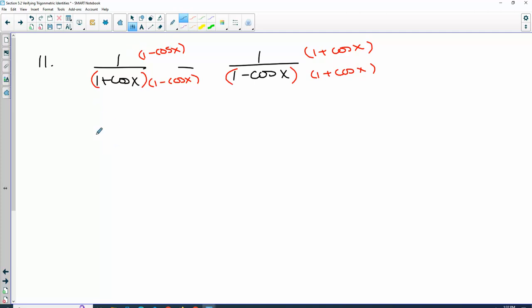So if we do that, 1 times 1 minus cosine x is just 1 minus cosine x. On the bottom, if we FOIL, we get 1 minus cosine x and plus cosine x cancel. Positive cosine and negative cosine is negative cosine squared x. Are you okay with me FOILing those out? Okay. So over here, we have on top 1 plus cosine x. On the bottom, we're multiplying the same thing, so we get 1 minus cosine squared.